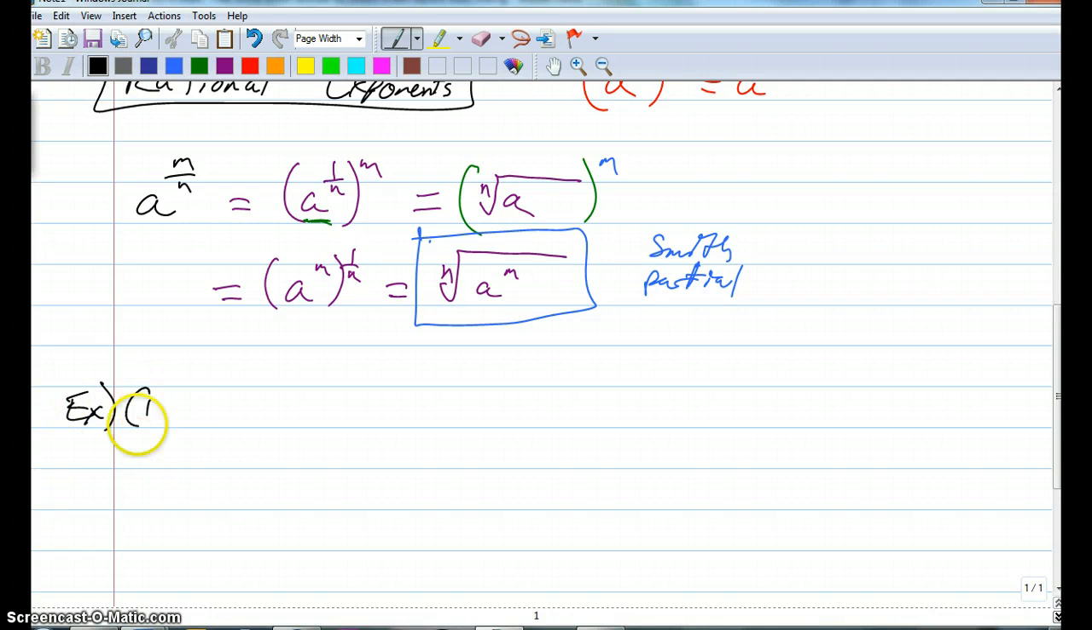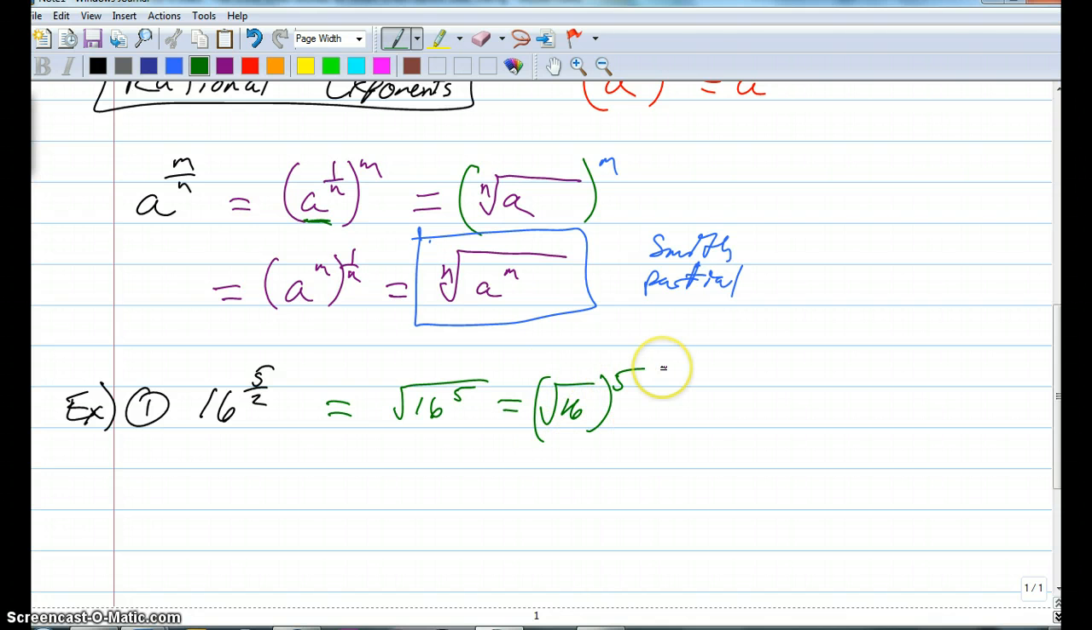Example 1. 16 to the 5 halves power. Now, let's talk about what that means. That means the square root, right? I'm going to rewrite this a little bit differently. The square root of 16 to the 5th power, or the square root of 16, and that is to the 5th power.